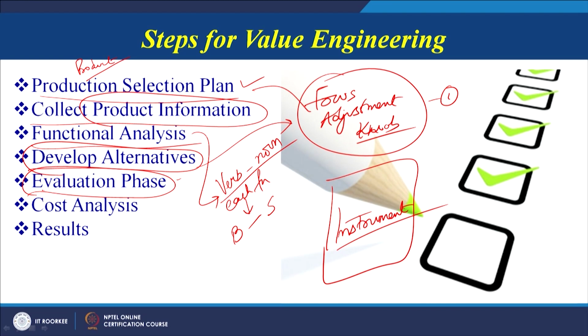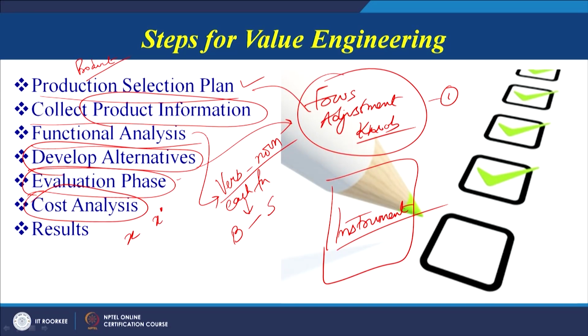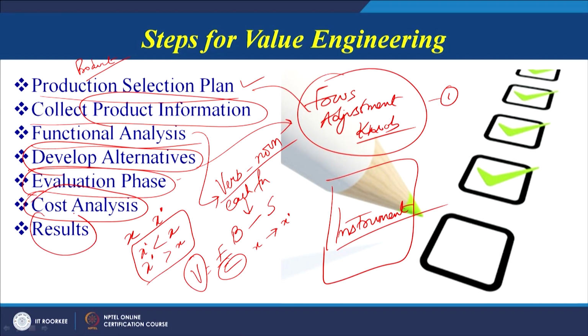So once we have done the evaluation, we can do the final cost analysis. Suppose X is the cost for the current focus adjustment knob. With the changes brought by the alternative, suppose we get X dash as the cost for the new alternative. We will see whether X dash is lower than X, or X dash is greater than X. In both cases, we will try to see how this cost is going to affect the value of the product. And as all of us know, value is defined by function by cost. So we will see when cost changes from X to X dash, whether the overall value is changing or not, or what is the effect of this change in cost on the overall value of the product. In our case, it is the focus adjustment knob. And once we are able to establish that value is increasing, we will document the results and send the results for final implementation. So this is a standard approach followed in most value engineering studies.